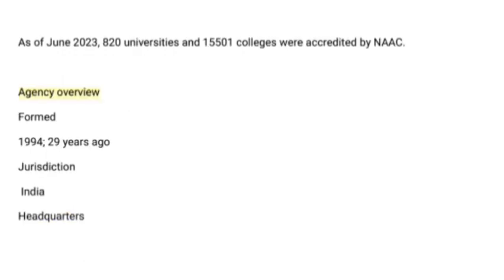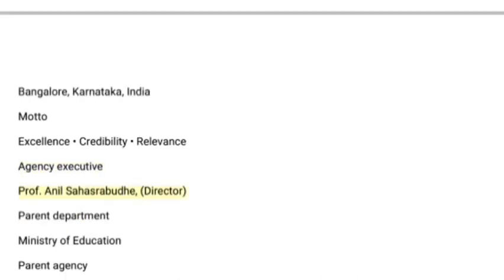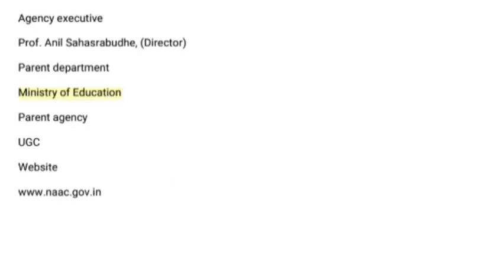Agency overview. Formed 1994, 29 years ago. Jurisdiction: India. Headquarters: Bangalore, Karnataka, India. Motto: Excellence, Credibility, Relevance. Agency Executive: Professor Anil Sahasrabudhe, Director. Parent Department: Ministry of Education. Parent Agency: UGC. Website: www.naac.gov.in.